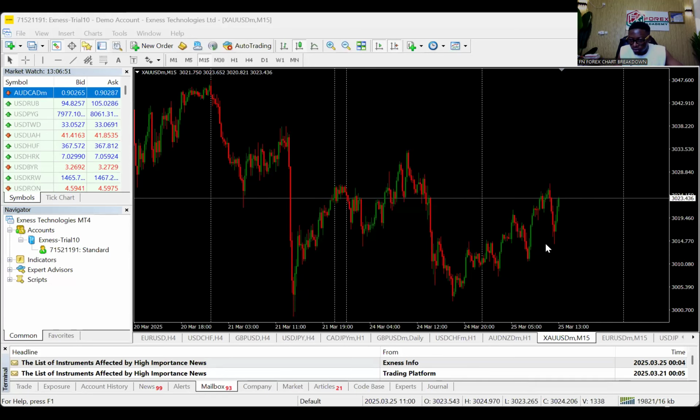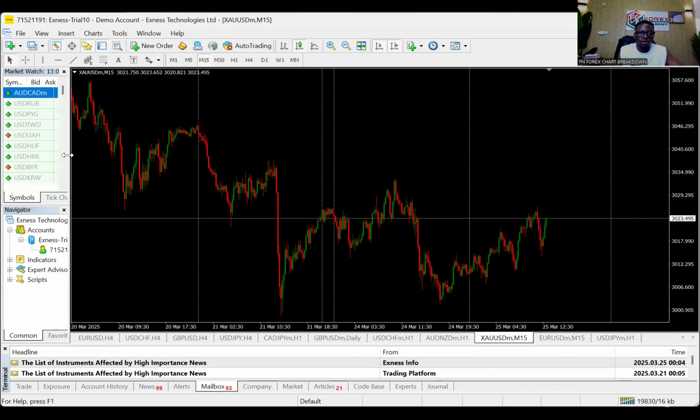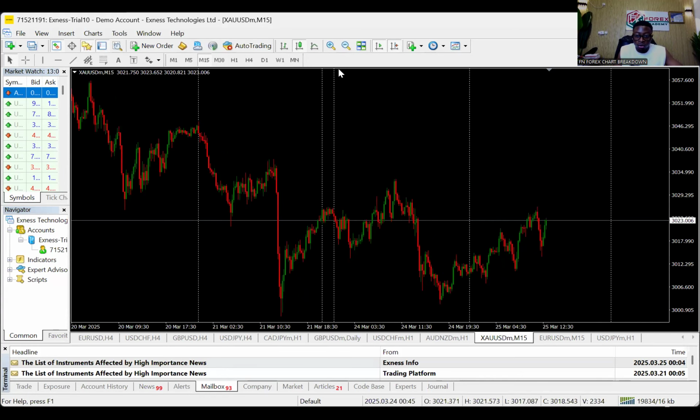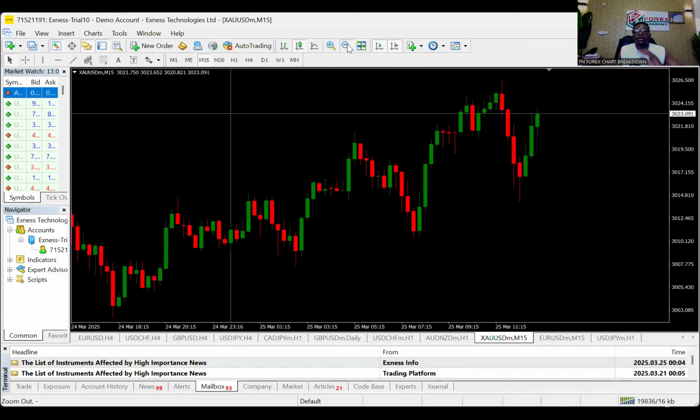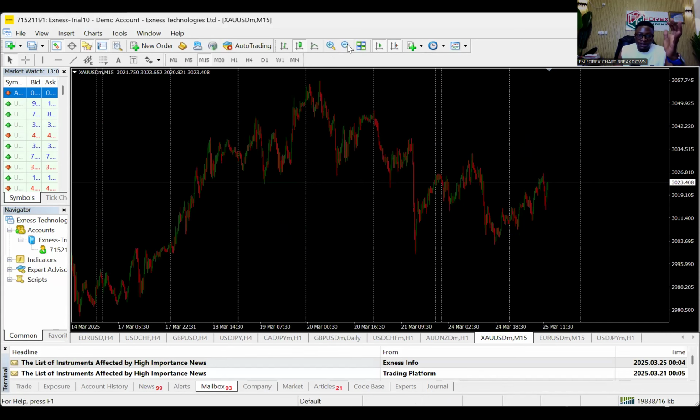Which one is this, MetaTrader 4? Okay, this is MetaTrader 4, so we can go with MetaTrader 4. We are going to be using MetaTrader 4 to do our analysis, and I'll be starting with gold, analyzing gold, right? I really want to get an entry on gold today. So the first thing I always do is our top-down analysis, right?